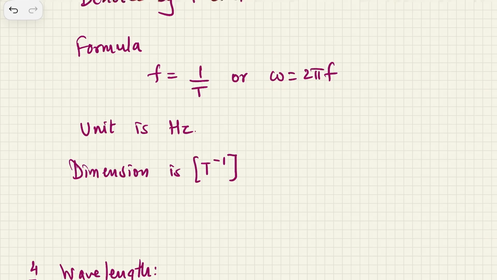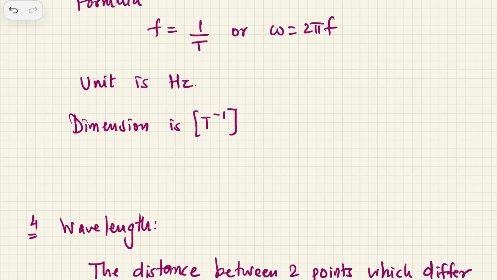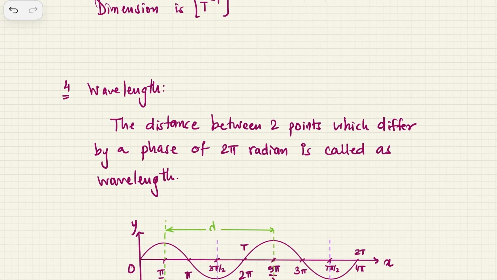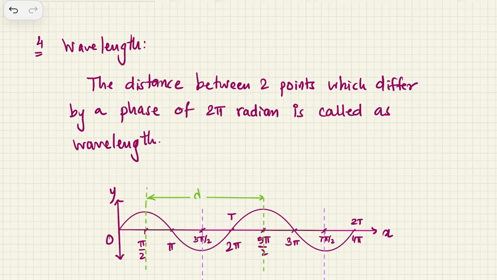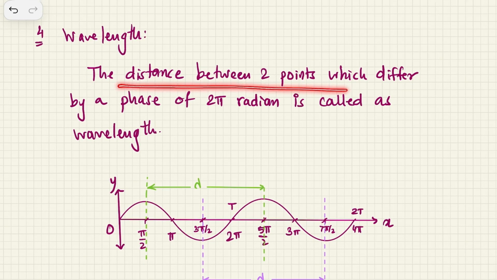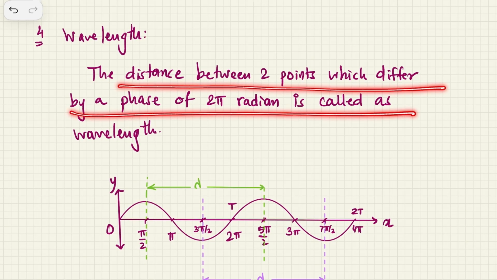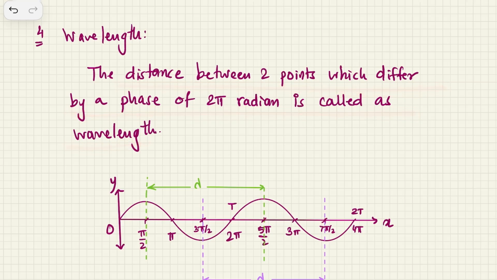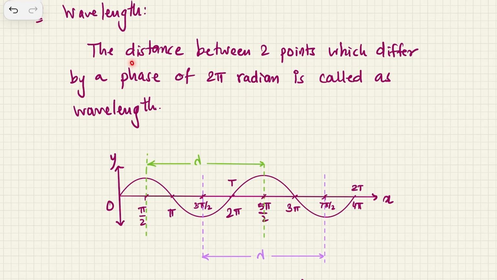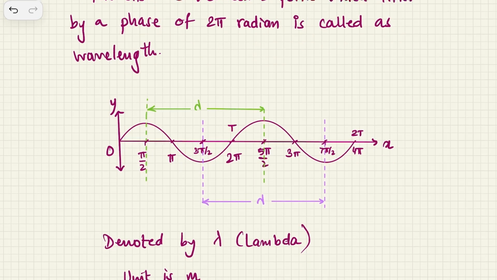So T minus 1 becomes the dimensions for frequency. Then the fourth term for today is the wavelength. The distance between 2 points which differ by a phase of 2 pi radians is called the wavelength. So it is basically a distance, and that distance is between 2 points which are differing by a phase of 2 pi radians, and this distance is called the wavelength.